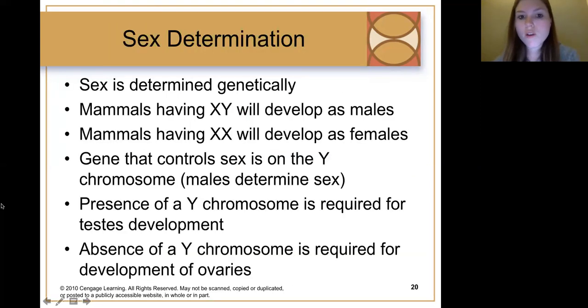So sex determination is really important, and it has to do with the sex chromosomes. Sex is determined genetically, so mammals having the sex chromosomes XY will develop as males, and mammals that are XX will develop as female. The gene that controls sex is on the Y chromosome, and since the Y chromosome only comes from the male, males will determine the sex of the offspring.